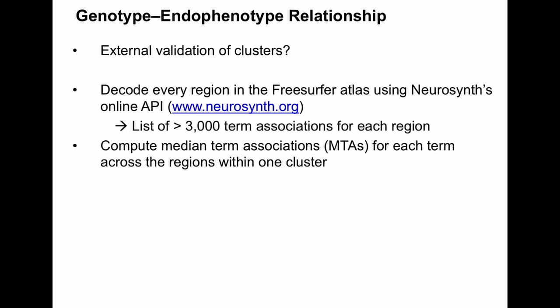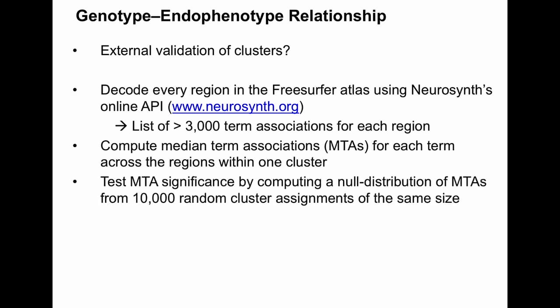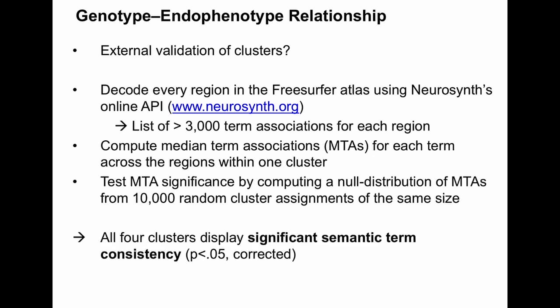So we take the median of the term associations in cluster 1, the median in cluster 2, the median in cluster 3. And then we get the median term association, and then we repeat this in a permutation test 10,000 times with random clusters. So we just drew random clusters of the same size. And then we checked and saw that for all 4 clusters, we find a significant semantic term consistency, meaning that our term consistencies in each one of the clusters are well above chance. If you just drew clusters randomly, you would not see such high term associations.